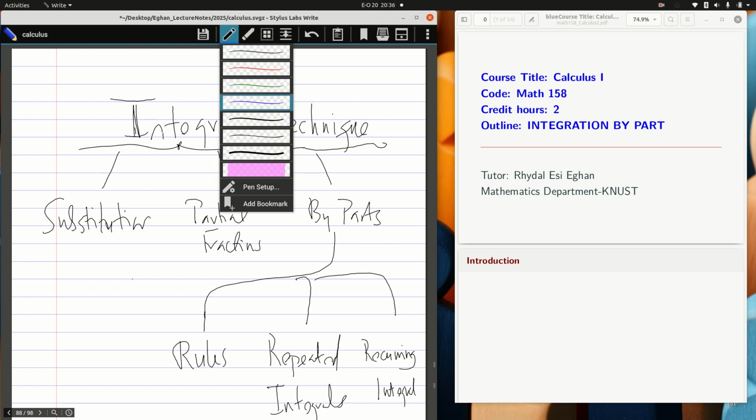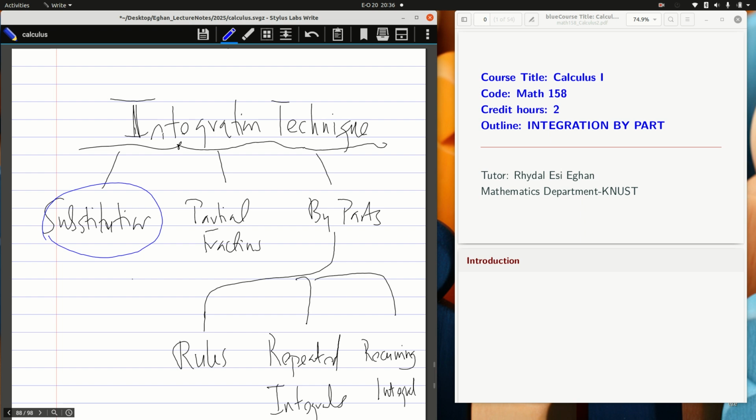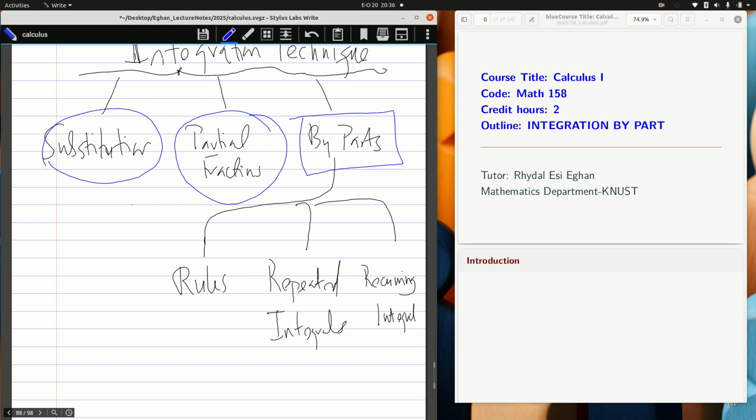We are done with substitution, we are done with partial fractions, and today we are going to take integration by parts. And by parts we are going to look at two different categories: the general rule for by parts, and then some interesting occurrences under by parts, that have to do with repeated integrals and then reoccurring integrals. For this video I'm going to take the general rules for by parts, and then we'll see what we can do. So let's quickly get through the introduction.